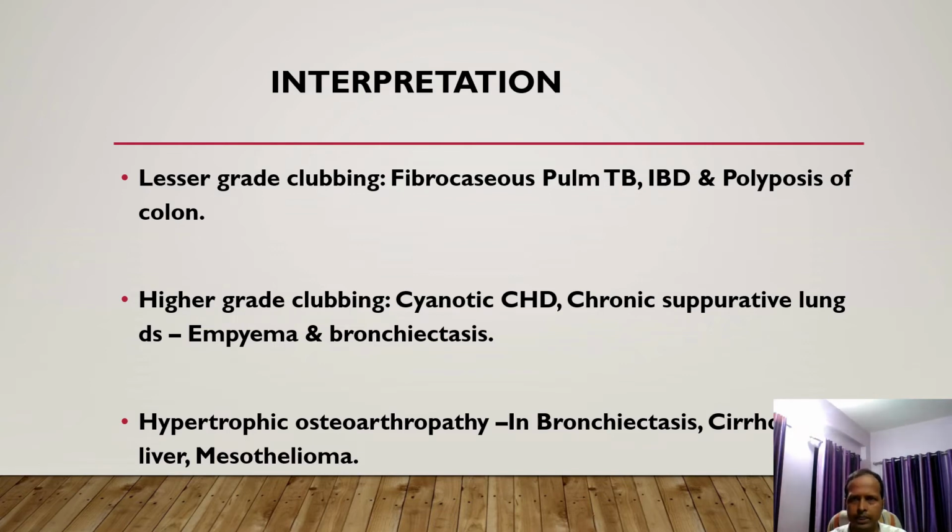Inflammatory bowel diseases and polyposis of colon. And if it is a higher grade of clubbing, this may be due to cyanotic congenital heart disease, chronic suppurative lung diseases like emphysema and bronchiectasis. And hypertrophic osteoarthropathy can be seen in bronchiectasis, cirrhosis of liver, or mesothelioma.